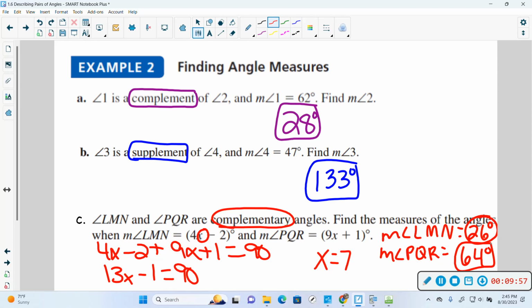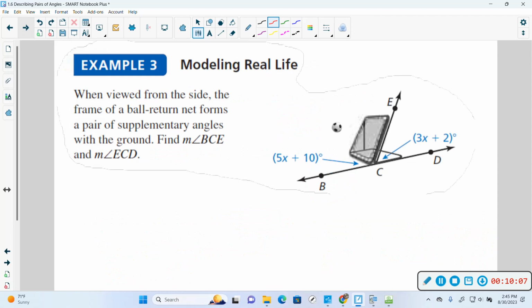Okay. So any questions on that? All right, we have one last example on that page of your notes. It's kind of crammed in there on the bottom, kind of right side. Hopefully you can see this picture is kind of there on the side for you, okay? So, when viewed from the side, the frame of a ball return net forms a pair of supplementary angles with the ground. Find the measures of the angles.